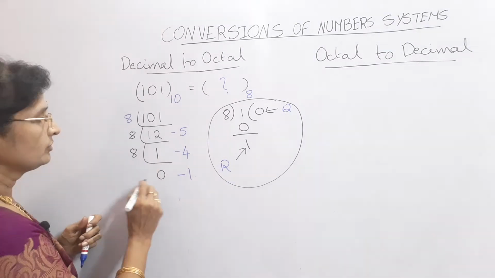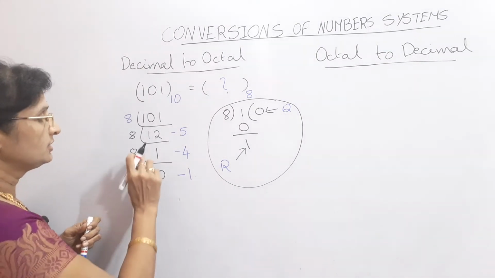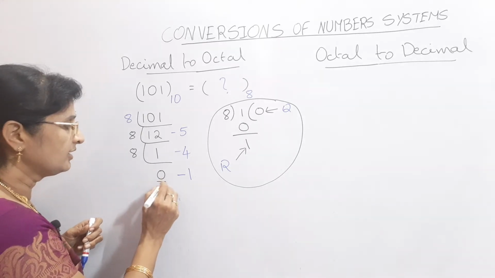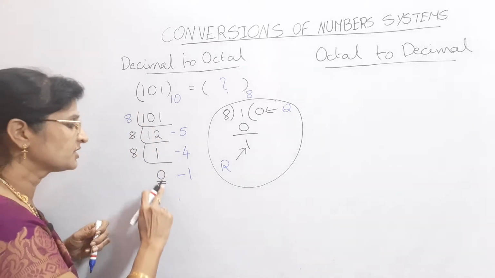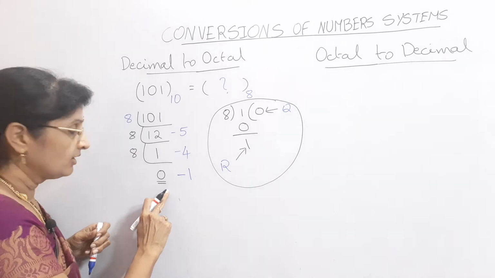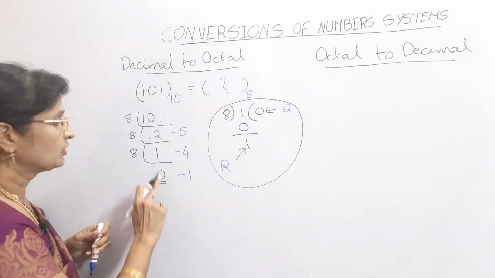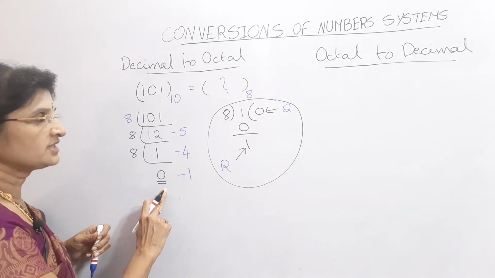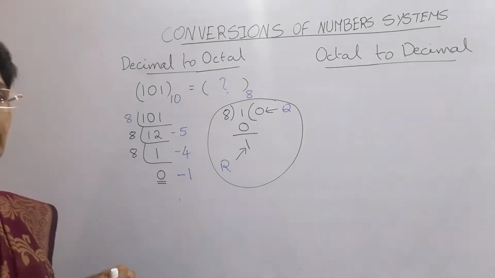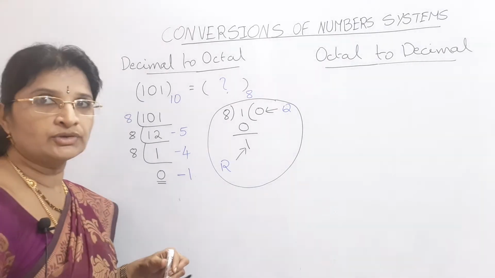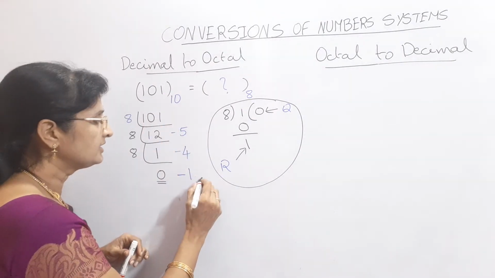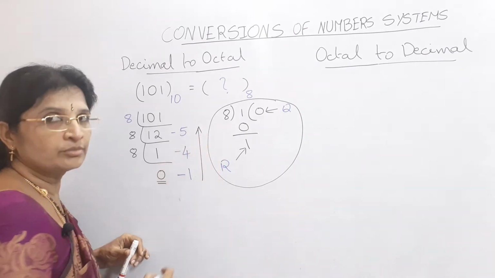Now the process will stop here because here we got 0. This process must continue until you get the value 0 here. So now this process ends here. Now you have to write the answer. How you write the answer is, you write the number from bottom to top.